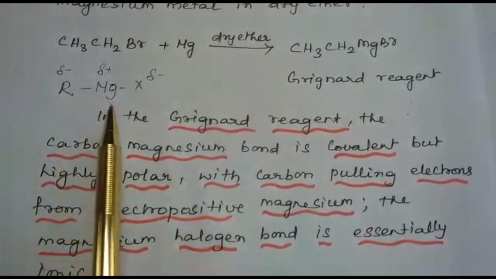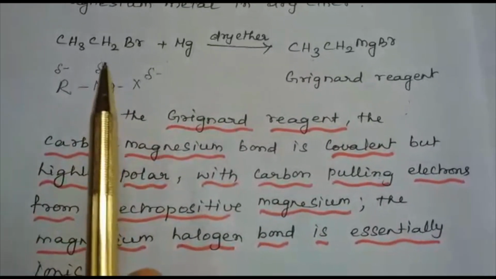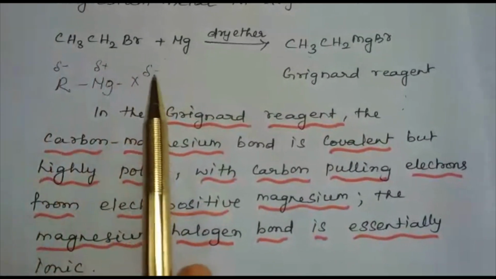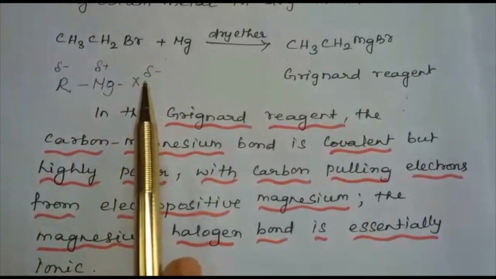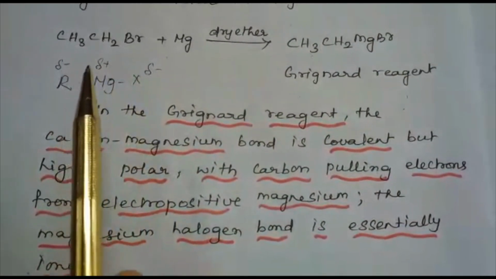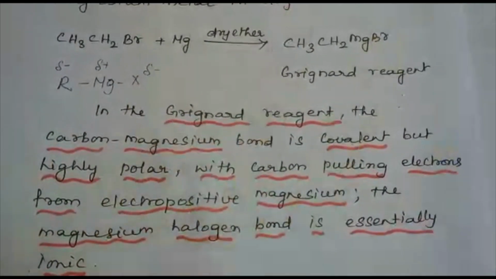This carbon-magnesium bond is found to be covalent, but it is highly polar, with carbon pulling the electrons from electropositive magnesium. The magnesium-halogen bond is found to be ionic in nature. So in the Grignard reagent, the carbon-magnesium bond is covalent and the magnesium-halogen bond is ionic.